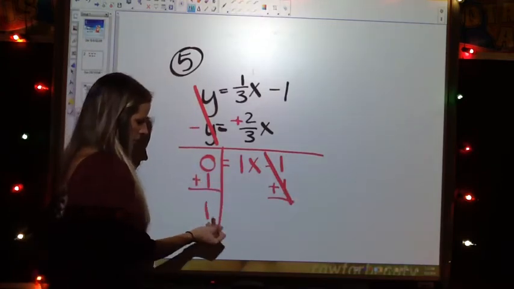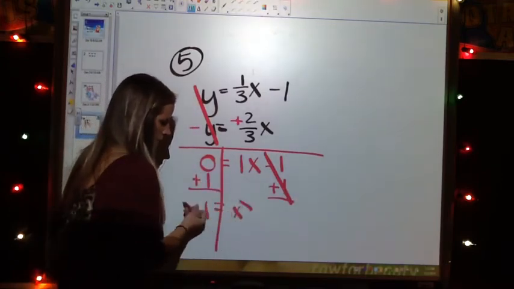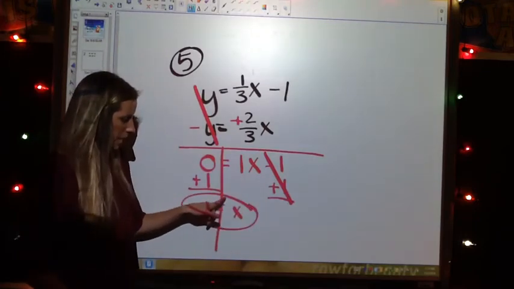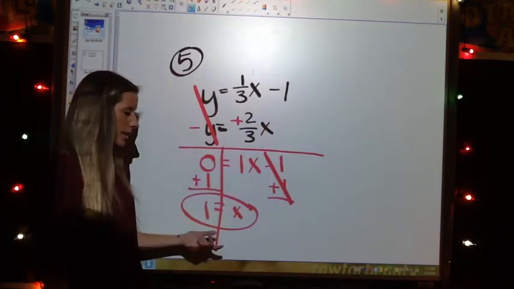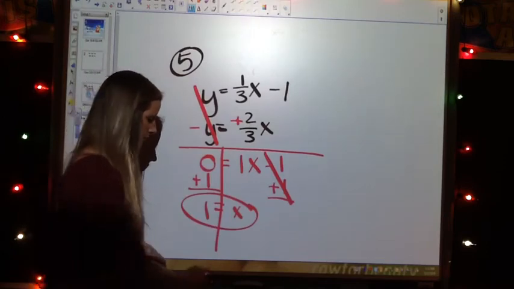0 plus 1 is 1. So x equals 1. You don't have to put that sneaky 1 there. Okay, so it's just x equals 1.